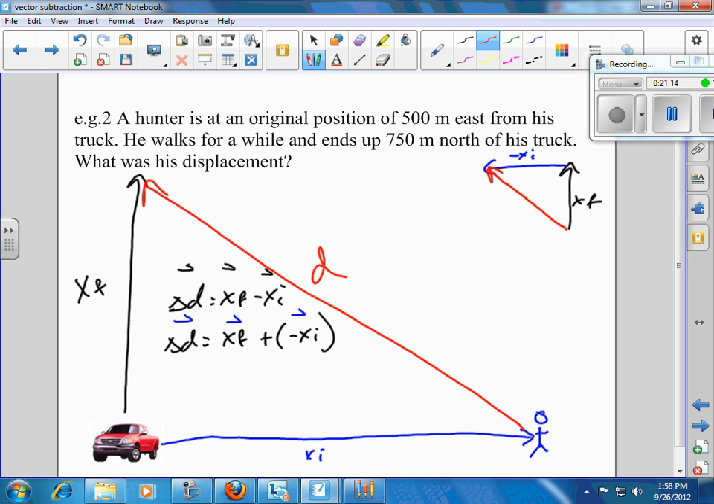Okay? So this is the vector diagram that shows vector subtraction. And now it's just a plain old vector addition question, and I'm going to write r squared is going to be 500 squared plus 750 squared, and you're going to solve that. And I don't remember what the answer is. No, but you will.